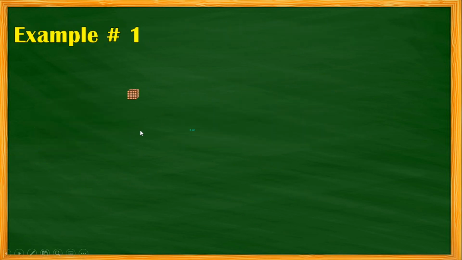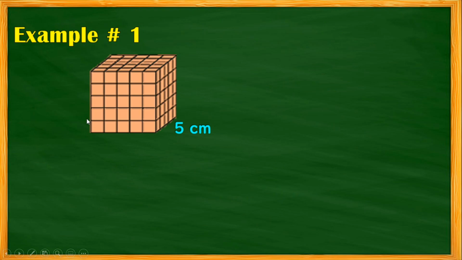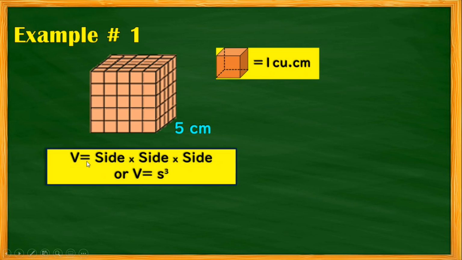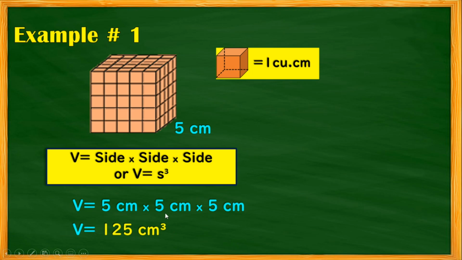Now let's have some examples. This example is a cube because we have 1, 2, 3, 4, 5, 1, 2, 3, 4, 5, and 1, 2, 3, 4, 5. This would be 5 units, 5 units, and 5 units. To solve this, 1 cube is equivalent to 1 cubic centimeter. The formula is side times side times side. Substituting to the formula, volume is equal to 5 times 5 times 5. The answer is 125 cubic centimeters.